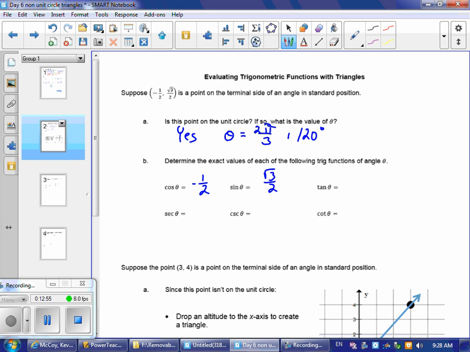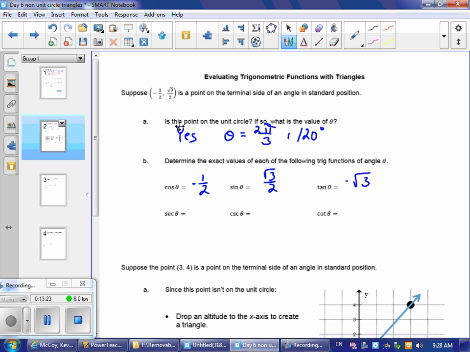And then tangent is the y over the x, or the sine over the cosine, which would be a square root of 3 over 2 over -1/2. But if you put those on top of each other, the denominators, the 2's are going to go away. So all I end up with is a square root of 3 over -1, which is the same as the negative square root of 3. Once you have these three, the other three are easy.